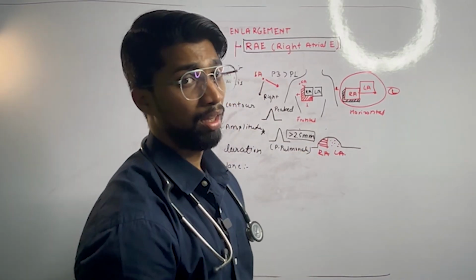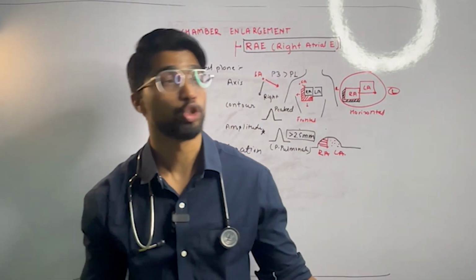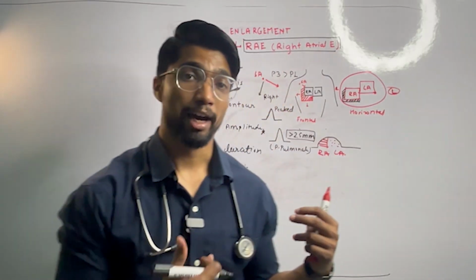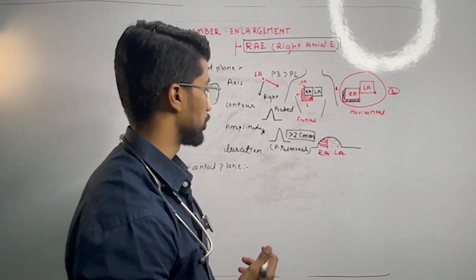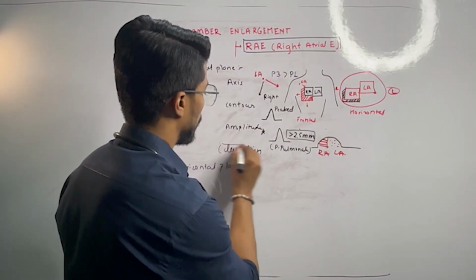Why P pulmonale? Because we all know that the most common causes of right atrial enlargement are your pulmonary diseases which are affecting your right heart, that is called pulmonale. What happens to the duration?